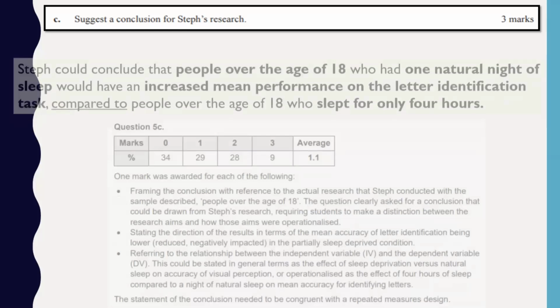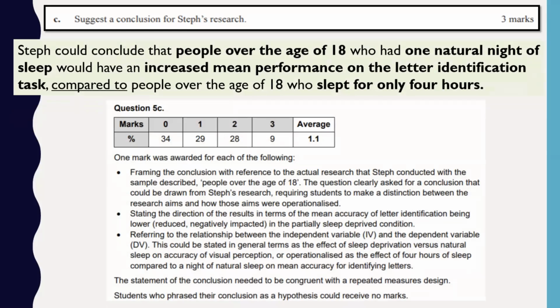Alrighty. So looking at question C now: suggest a conclusion for Steph's research. Basically, what we're looking at here is drawing an evidence-based conclusion, or writing up a conclusion based on the set of evidence, data or results that we have for this question. So I'm just going to show you guys the sample response. It's not really that much writing if you look at it. It's just a matter of including the right components here.